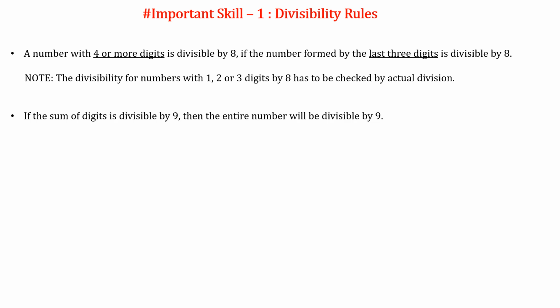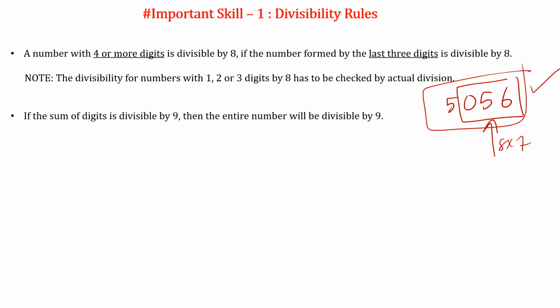Okay. What about 5056? So is this number divisible by 8? Let's take a look at the last three digits, which is 56 basically. 56 is a multiple of 8. 8 sevens are 56. So therefore, this number is also divisible by 8. So for the divisibility rule for 8, we have to check the last three digits, right?